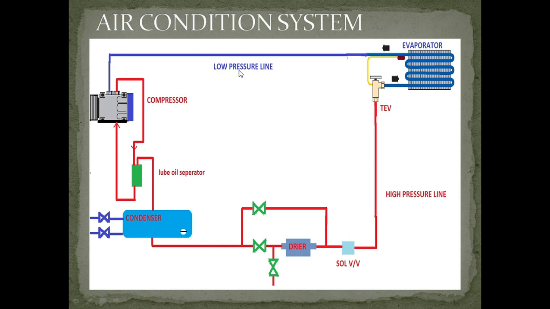We can see here the low pressure line. What is the gas in the system? The gas is freon, which is R404A, R134A, R22, etc. Okay, which is non-ozone depleting. Now we are not using ozone depleting gases.